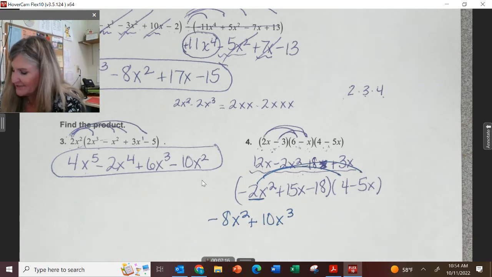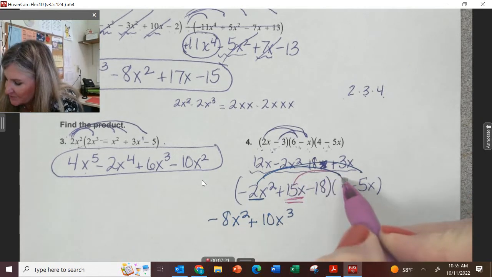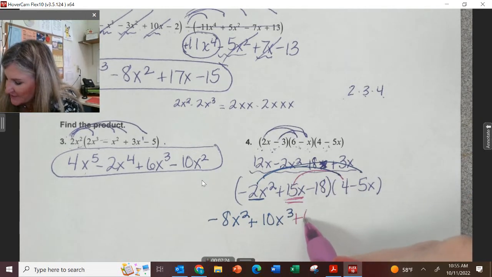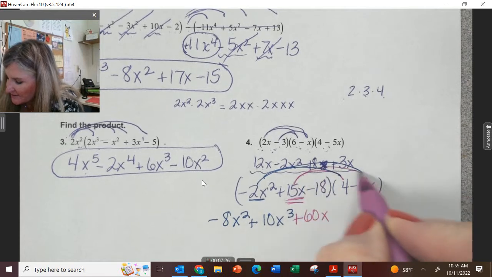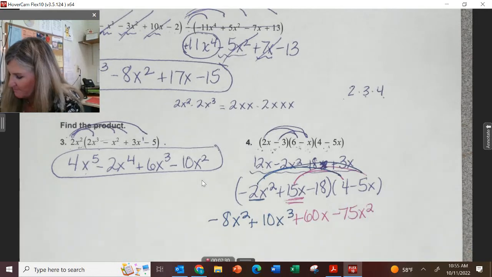Okay, I'm going to go to my next term now. So now I'm to this one that I have to distribute. So I'm going to have to do that times that. That's going to be plus 60x. And that's going to be minus 75x squared.